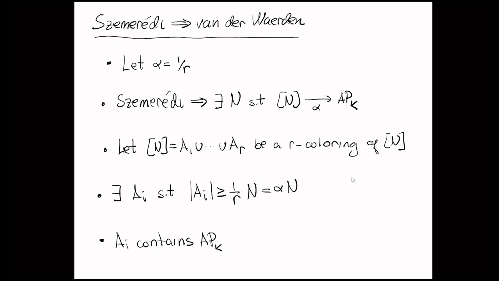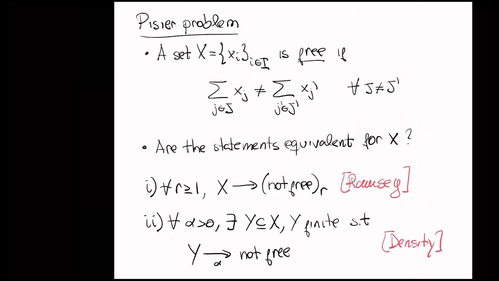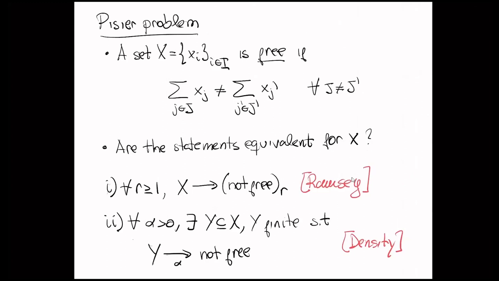So now let me explain why all these problems are called Pisier type problems. This is due to the following problem given by Pisier. I give a set of integers X, which doesn't need to be finite, it can be an infinite set of integers. I say that it's free if there are no sums that are equal to each other. So no matter which subsets of indices J and J prime from the set of indices I I take, if I sum on the left side and I sum on the right side, the sums are going to be different.